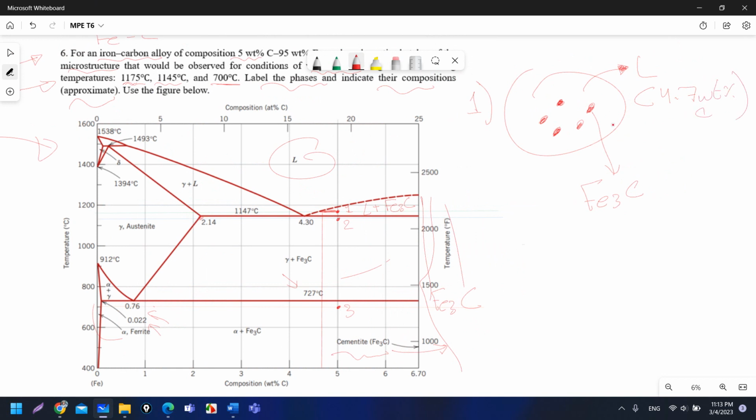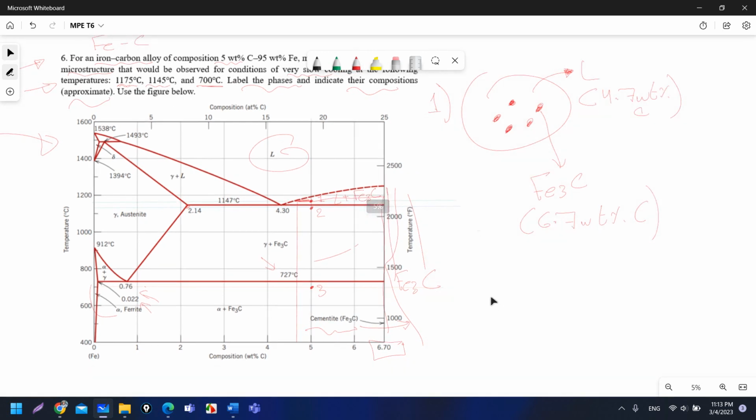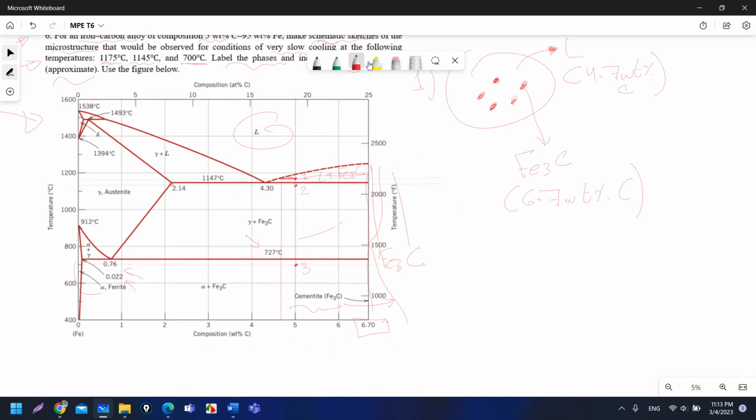Okay, so the iron carbon alloy existed as a liquid phase with a carbon composition of 4.7 at this point 1, and for Fe3C I have 6.7 weight% carbon, because if I want to calculate the composition, I will go to the right, then I will go down, I will have this value 6.7. So it is 6.7 for the carbon for point 1. So that is for point 1, it is easy. What about point 2?